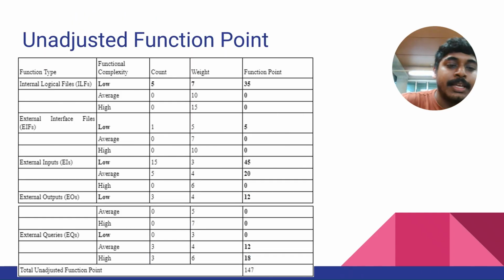Moving on, each level of complexity has its own weighting. So for, let's say, internal logical file, external interface file, external input, external output, etc., all of these have their own weighting. And then once the calculation was done, the final unadjusted function point was 147.